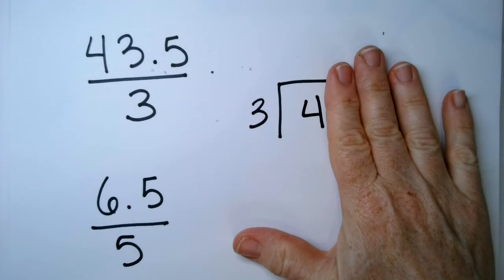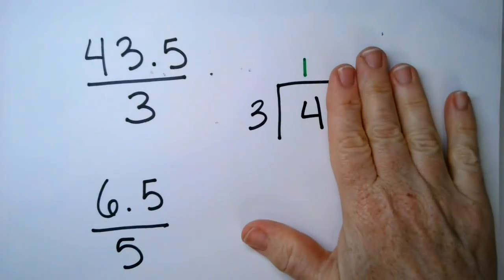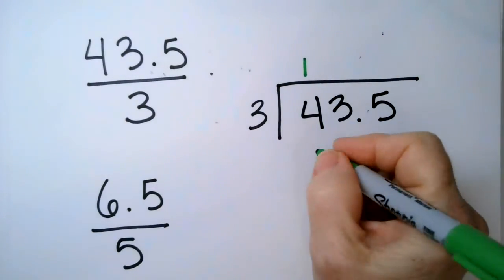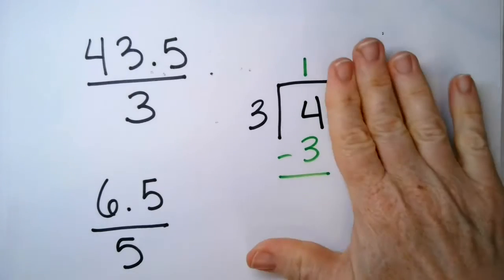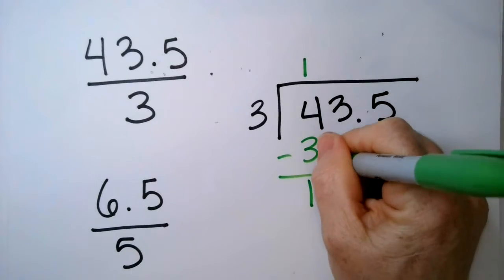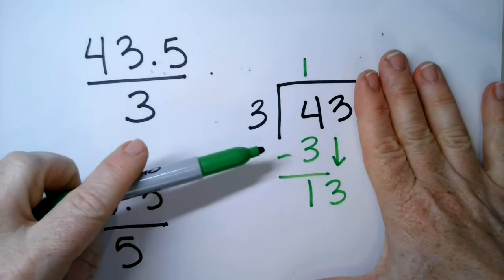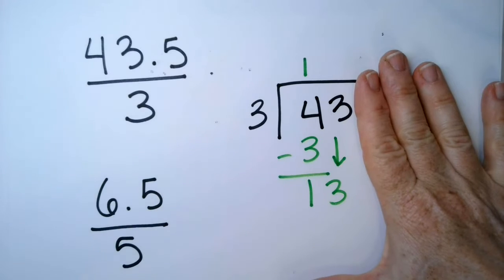3 goes into 4 how many times? Yep, 1 time. 1 times 3, I wish I had a third arm here, is 3. Okay, so we're just doing 4 minus 3. All right, so that's going to be a 1. Now we're going to drop that 3 down, so now we have 13. How many times does 3 go into 13 without going over?